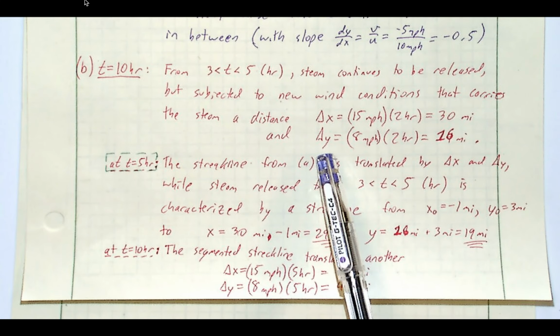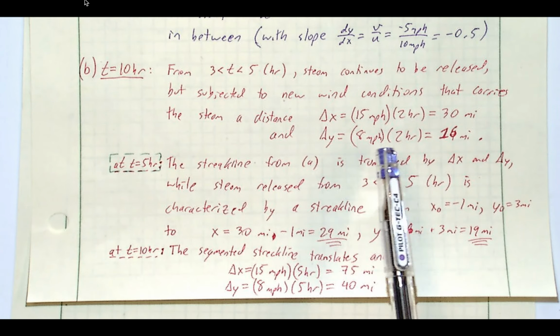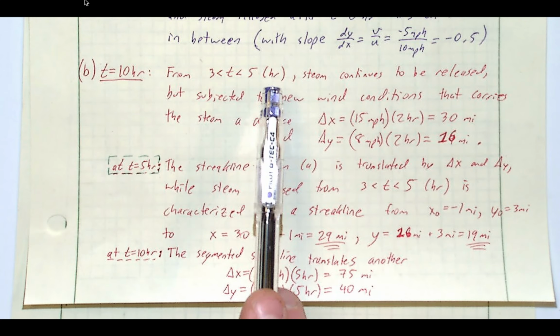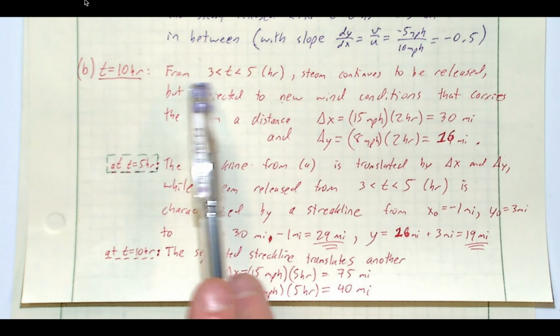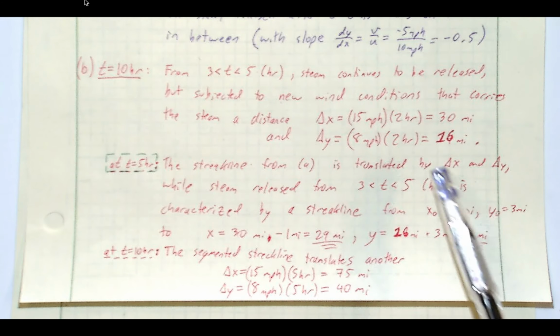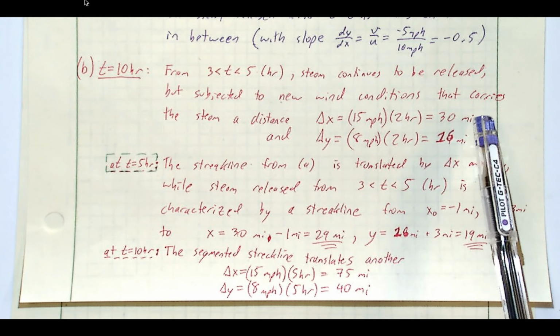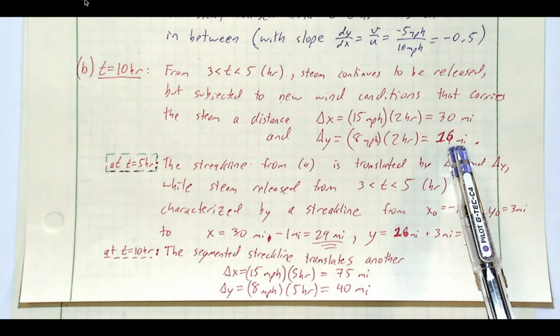And our delta y, our change in the north-south direction, we have another 2 hour time span here traveling at 8 miles per hour. This just gets us up to 5 hours, not the 10 hours that we're looking for here. But I just want to separate the time where the steam is no longer being released, and that's at 5 hours. So here we have a new delta x and delta y that are 30 miles to the east and 16 miles to the north.